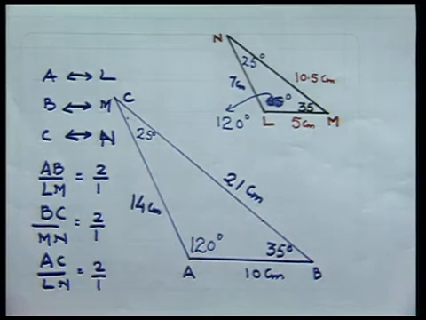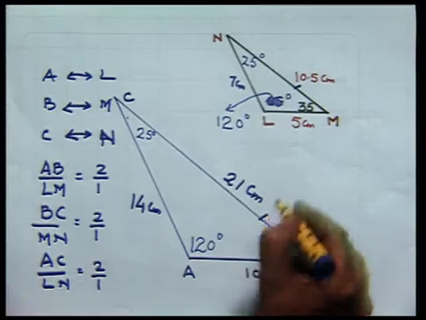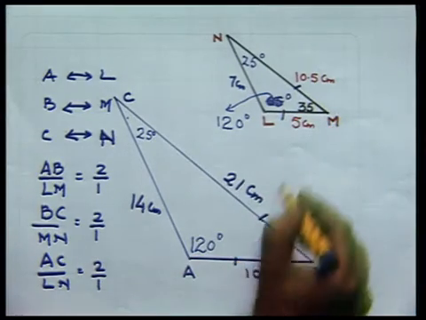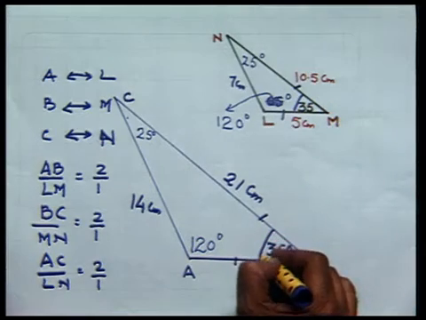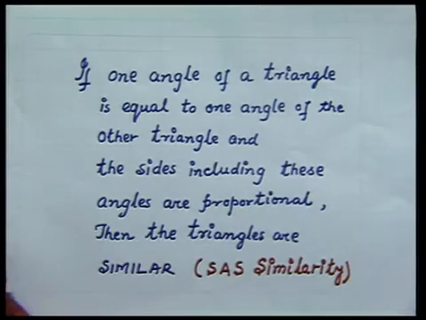So when it was given that the triangles have two sides, this side was proportional to this side and this side was proportional to this side, and the included angle is equal to this included angle, the other conditions for similarity are automatically satisfied. We call this similarity theorem as SAS, that is side angle side similarity theorem, and this states if one angle of a triangle is equal to one angle of the other triangle and the sides including these angles are proportional, then the triangles are similar, and we call this similarity as SAS similarity theorem.